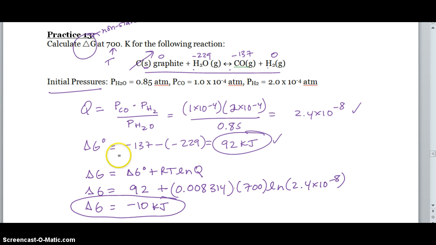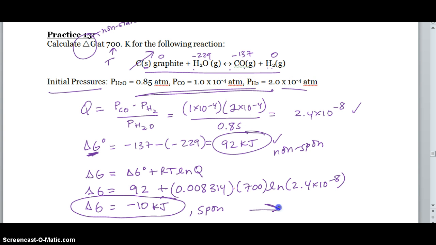Alright, so you'll notice that at standard conditions, delta G naught was 92. That's a positive delta G. That means non-spontaneous. But under these conditions, delta G comes out to be negative 10. So at this temperature with these conditions, this reaction will be spontaneous as written, which makes sense because if you check out these values, these are really small, right? Which means this reaction needs to shift to the right in order to reach equilibrium. And so that equilibrium is your driving force, and so that's why this is spontaneous at these conditions.